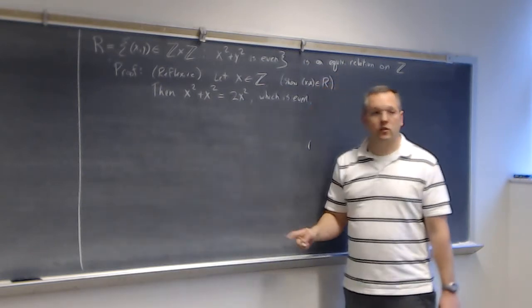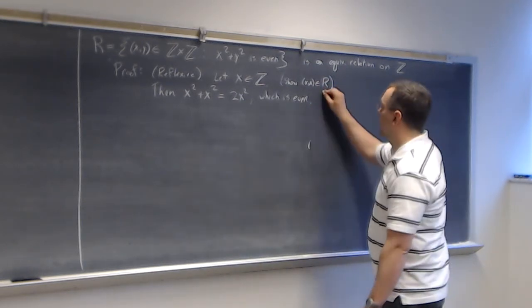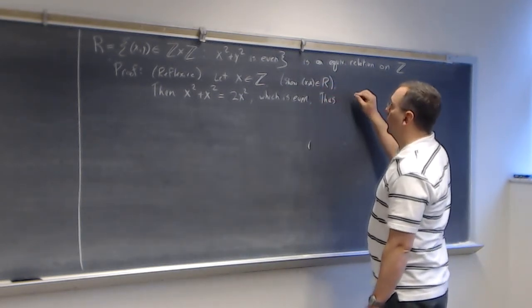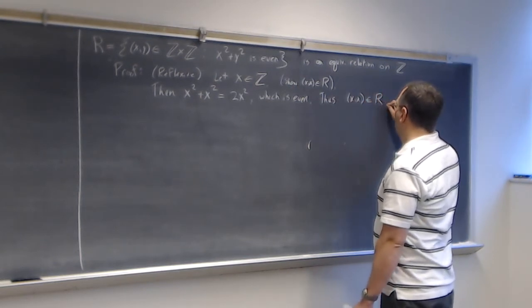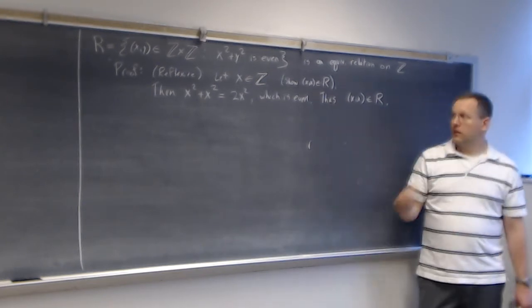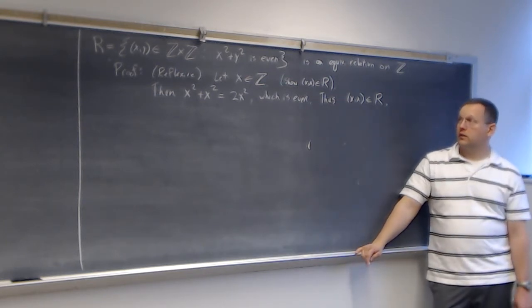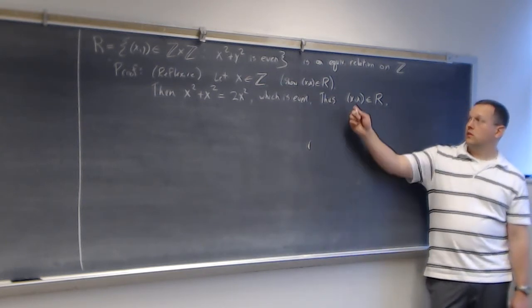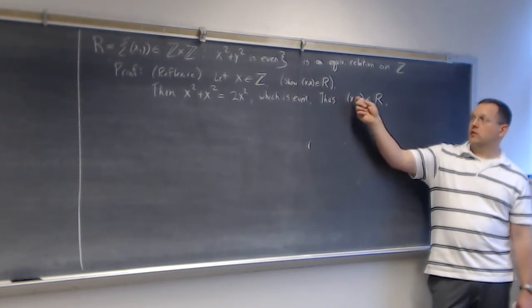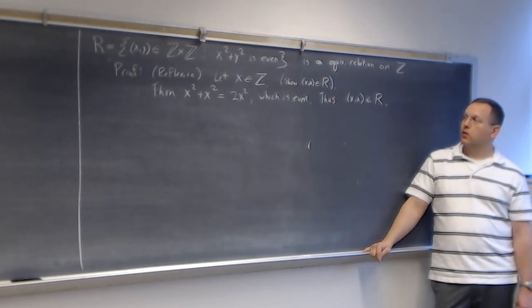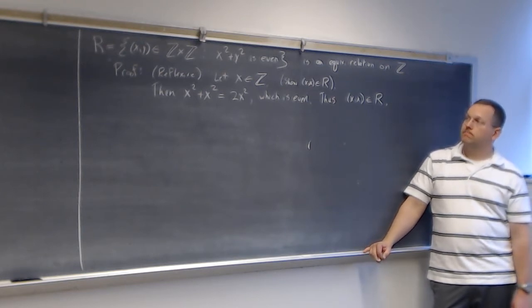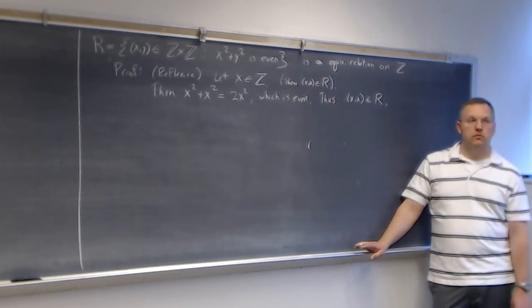Okay, so x squared plus x squared is even, therefore (x, x) is in R. Because the relation R is a set of all points where you square the first coordinate, square the second coordinate, and if you add them together and get an even number, then it's in this relation. Okay? Any questions?